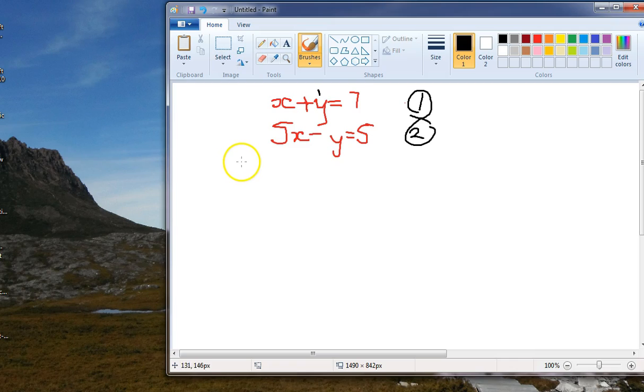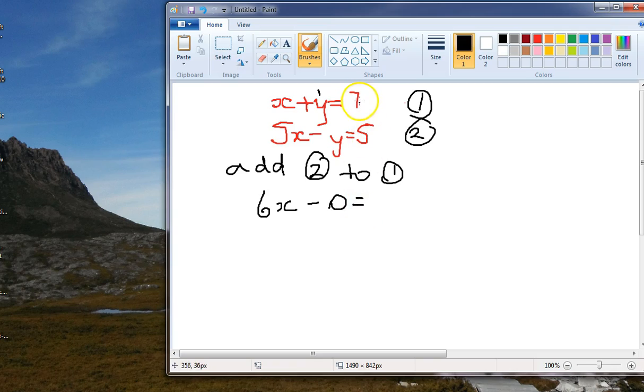I'm going to label the equations, equation 1 and equation 2. And what I'm going to do is add equation 2 to equation 1. So to do that, we write it here. We've got x plus 5x is going to be 6x. Plus y minus y means we're going to have 0. And 7 plus 5 is 12.